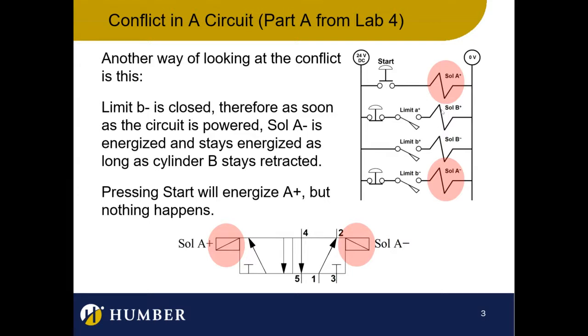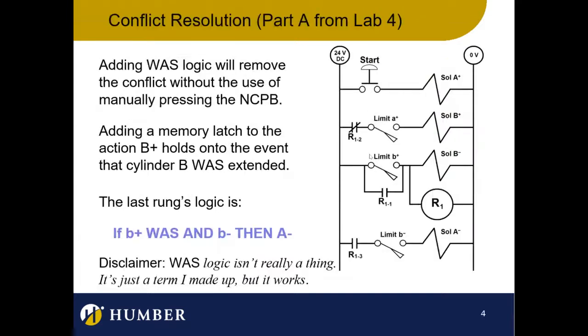Oh, you know what? I can remove this conflict by removing the power to solenoid B by hitting this, and then all of a sudden, because this is closed, this will energize, the spool will move, and cylinder B will retract. Done. But that's a lot of button pressing. That's no good. Is there a way to get rid of that? Yeah, we had a relay. Cool.